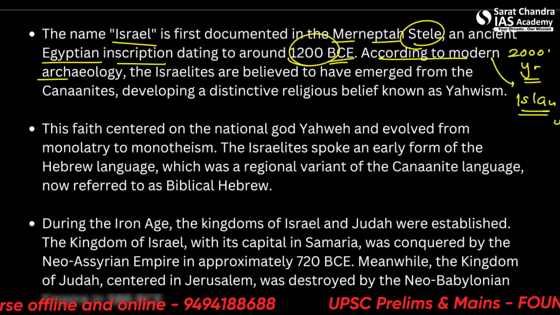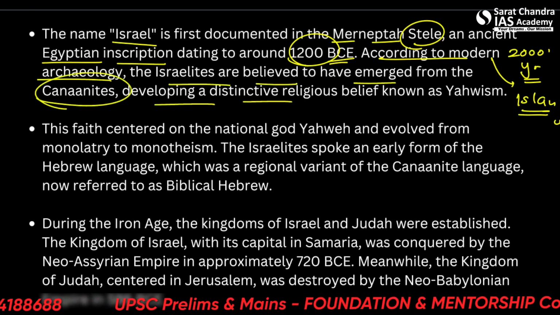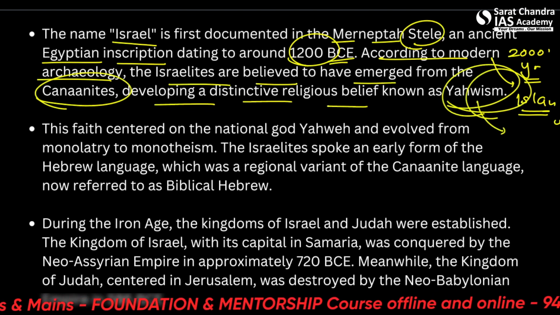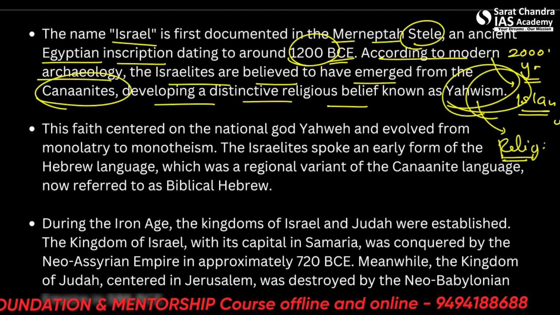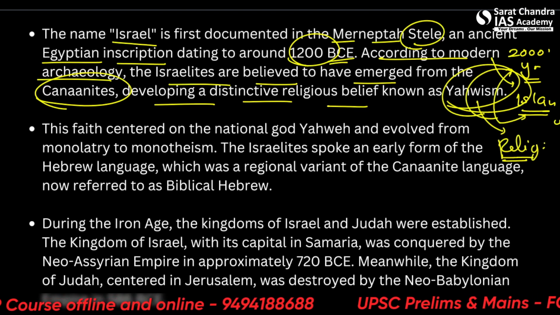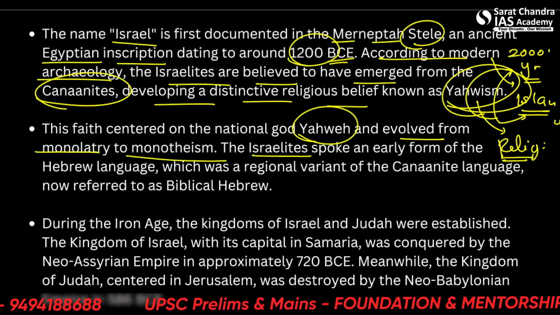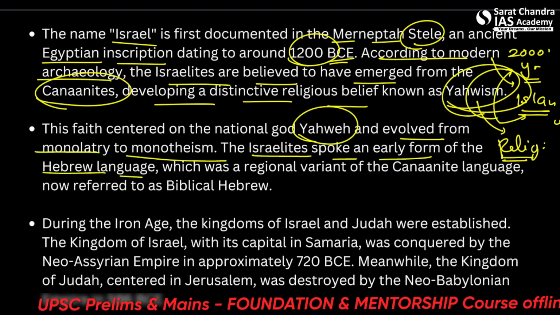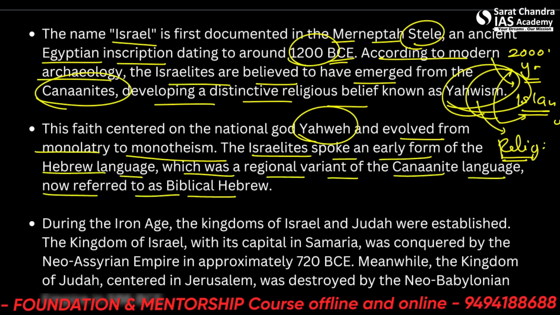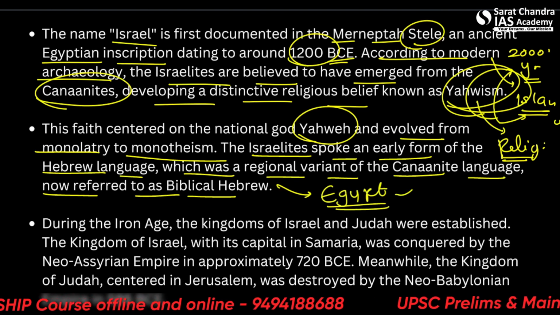According to modern archaeology, the Israelites are believed to have emerged from the Canaanites, developing a distinctive religious belief known as Yahwism. This Yahwism is a new religion, but still it came way before Christianity or Islam. This faith centered on the national god Yahweh and evolved from monolatry to monotheism. The Israelites spoke an early form of the Hebrew language, which was the regional variant of the Canaanite language, now referred to as Biblical Hebrew. This language originated from the area of Egypt.